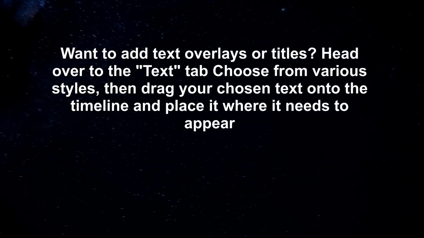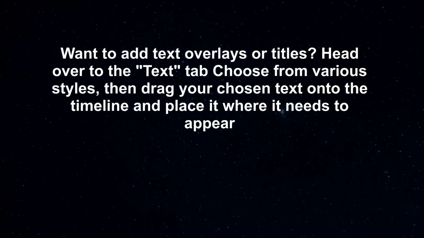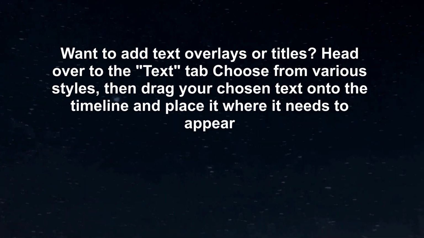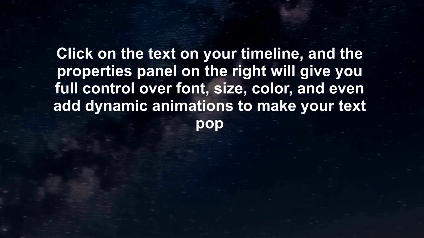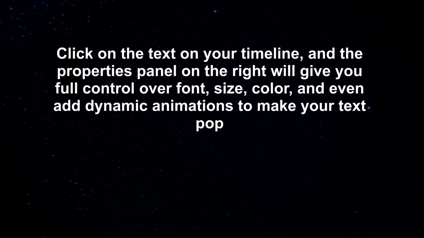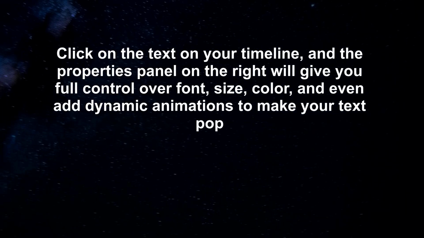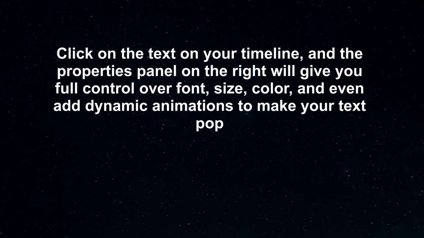Want to add text overlays or titles? Head over to the Text tab, choose from various styles, then drag your chosen text onto the timeline and place it where it needs to appear. Click on the text on your timeline, and the Properties panel on the right will give you full control over font, size, color, and even add dynamic animations to make your text pop.